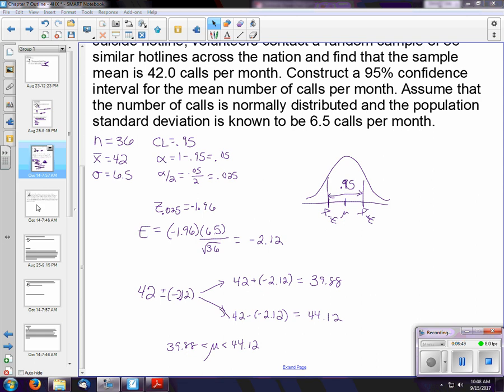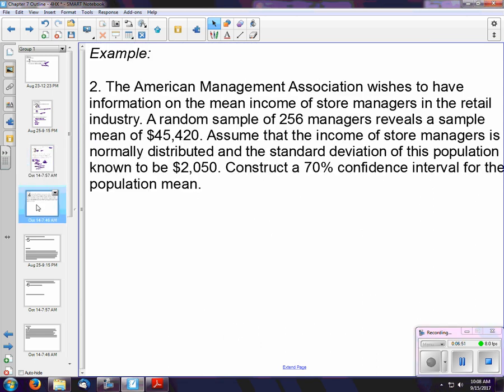Let's take a look at another example. The American Management Association wishes to have information on the mean income of store managers in the retail industry. A random sample of 256 managers reveals a sample mean of $45,420. Assume that the income of store managers is normally distributed and the standard deviation of this population is known to be 2,050. Construct a 70% confidence interval for the population mean.